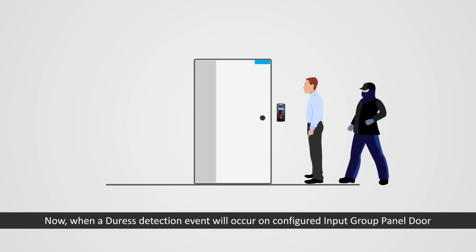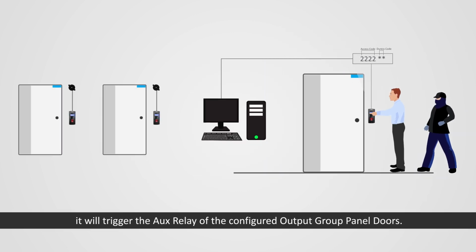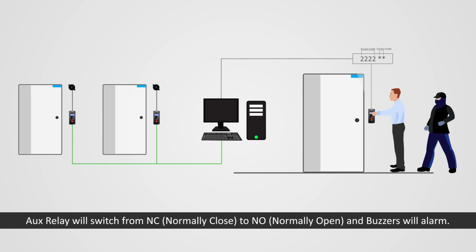Now, when a duress detection event will occur on configured input group panel door, it will trigger the aux relay of the configured output group panel doors. Aux relay will switch from NC, normally close, to NO, normally open, and buzzers will alarm.